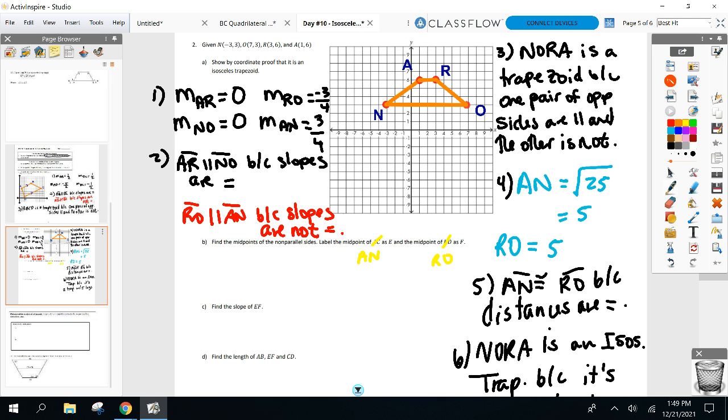Somebody is going to have to tell what's the midpoint formula. Hopefully one of you 3 or 4 know what it is, right? Here you go. Find the midpoint of AN, call it E. Find the midpoint of RO, call it F. I'll get back to you in a second. What's the midpoint for each of them? Come on. Make sure you're talking in your group. What was that midpoint formula again? I think it looks like this.